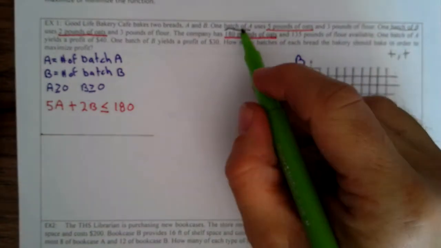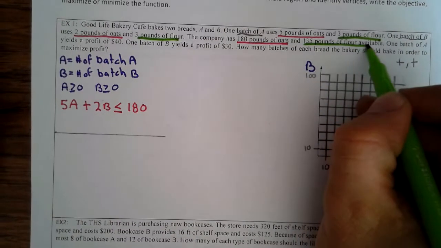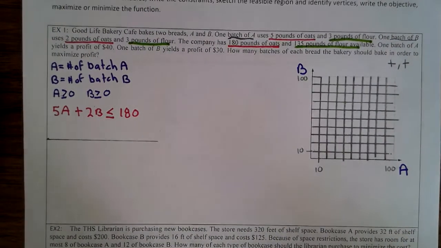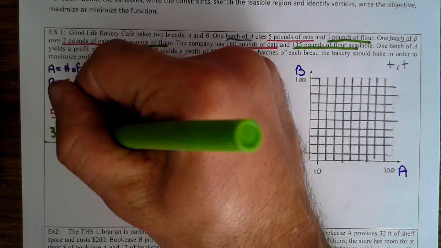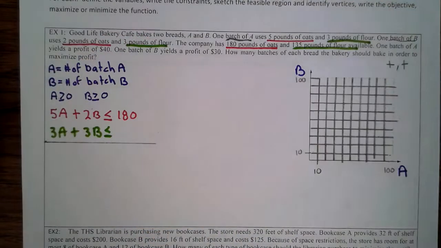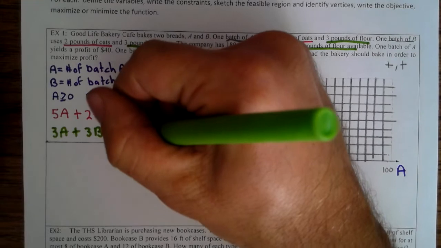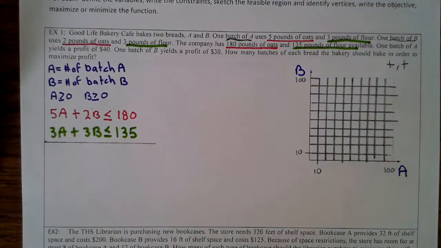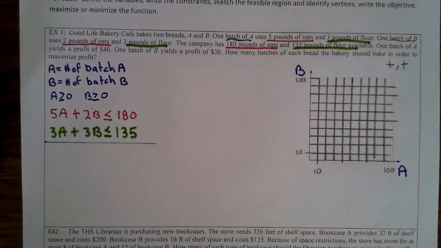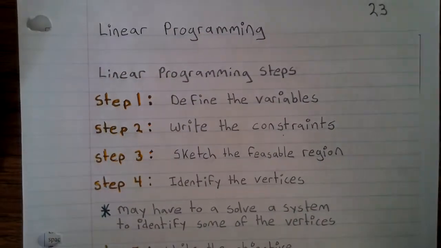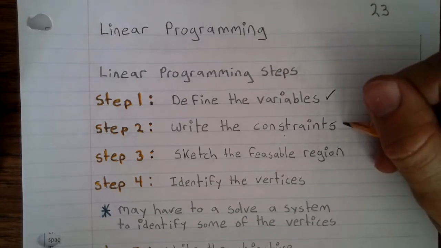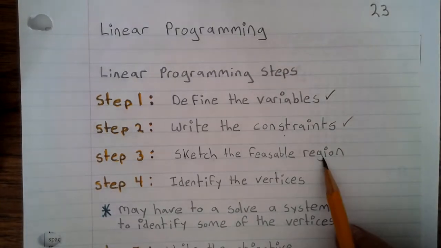Now we say in batch A we have 3 pounds of flour, and in batch B we have 3 pounds of flour, and then it says there's 135 pounds of flour available. So that's 3A plus 3B is less than or equal to 135 pounds. Okay, now we've defined the variables. Check. We've written the constraints. Check. Now we need to sketch a feasible region.